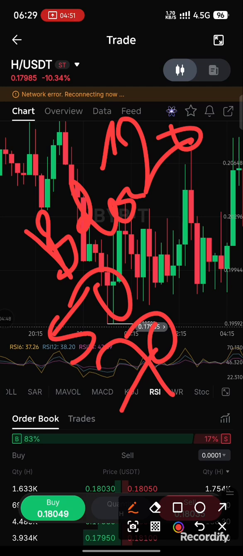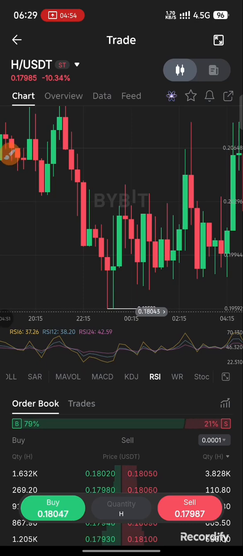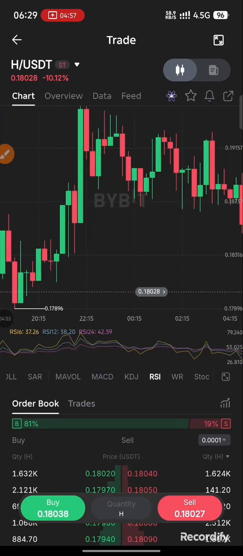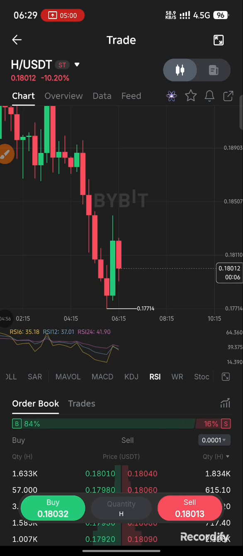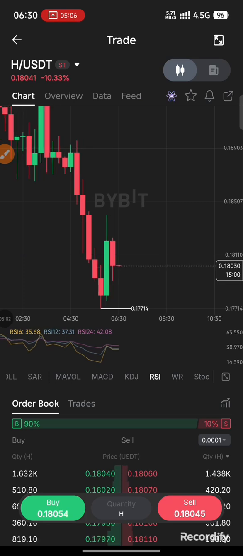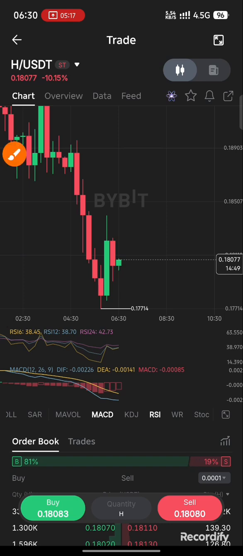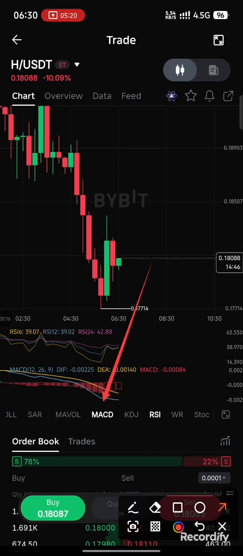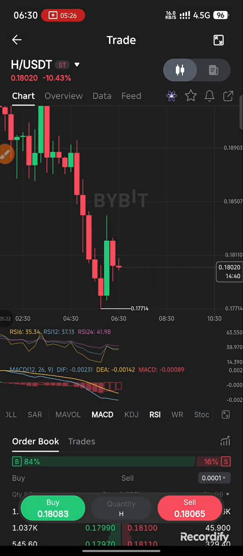But one thing you must understand is that you cannot use the RSI alone to dive into a trade, or to start buying a cryptocurrency coin. It's not enough. You need to add what we call the MACD lines, which is this one. You can see the MACD lines here. The MACD lines consist of two lines: the signal line and the MACD line.